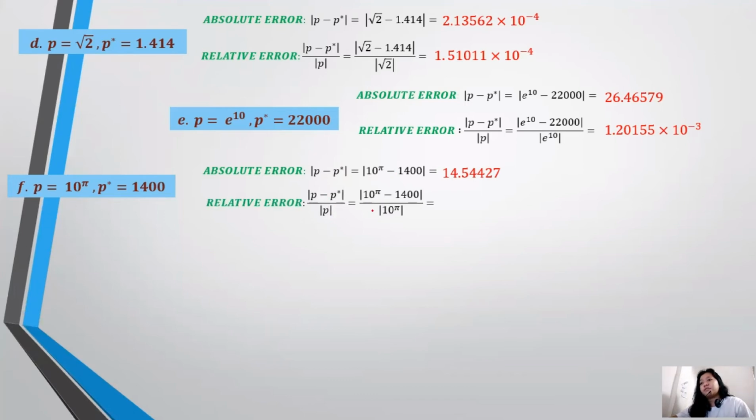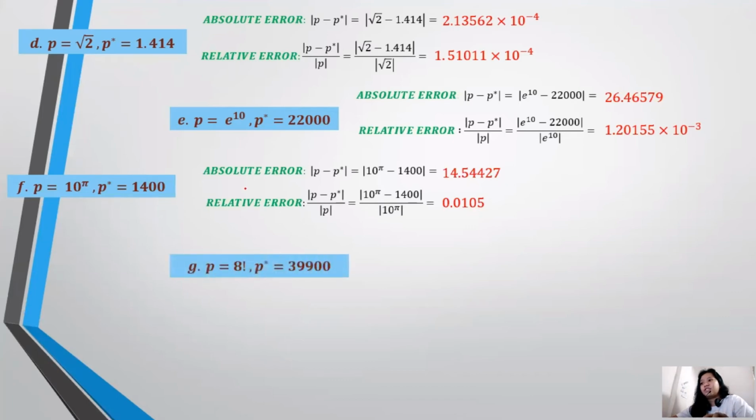And for the relative error for the letter F, it is the same formula. So the absolute value of 10 to the power of pi minus 1,400 all over the absolute value of 10 to the power of pi. So we'll have an answer 0.0105. So that is for the letter F.